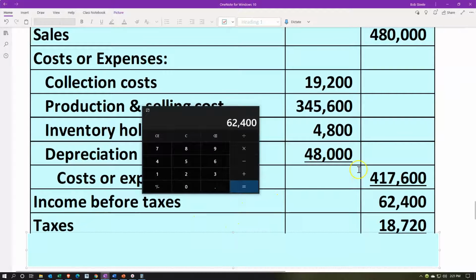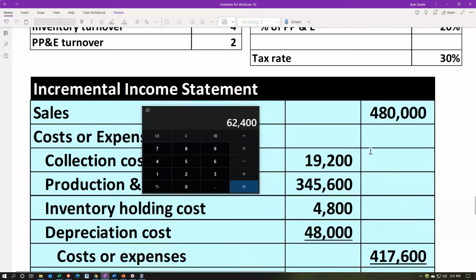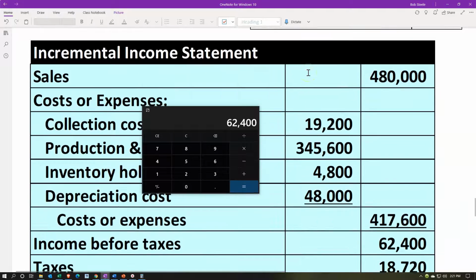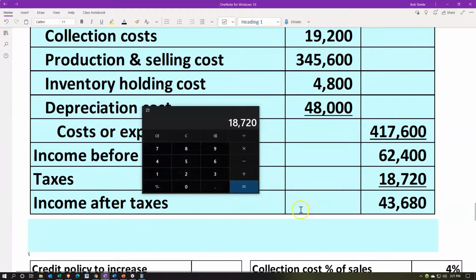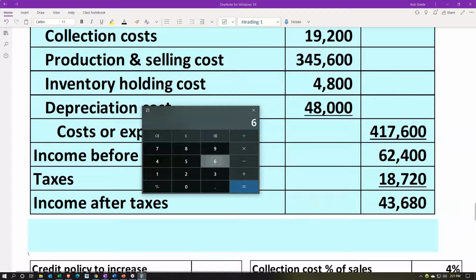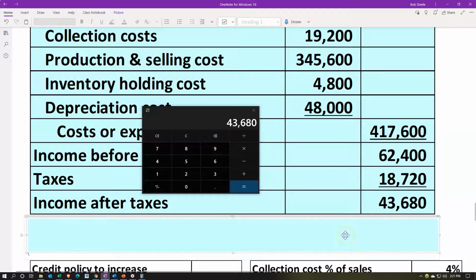Then we have the taxes, which we said, what's the rate on the taxes? 30% tax rate. So we're going to take the 62,400 times 0.3. That's going to give us the 18,720. And then if we take the 62,400 minus the taxes, 18,720, we get to the 43,680. That's going to be our bottom line, basically net income number.